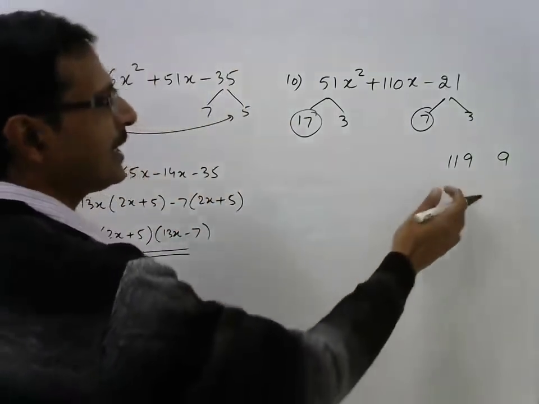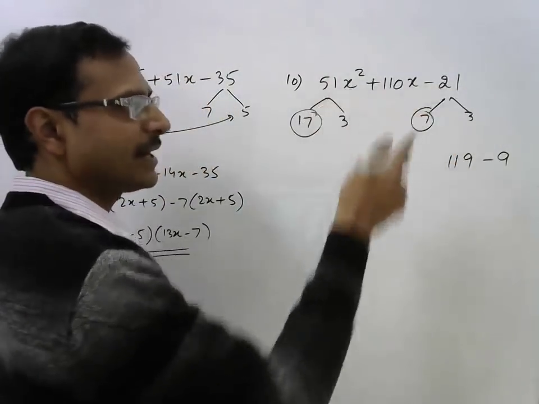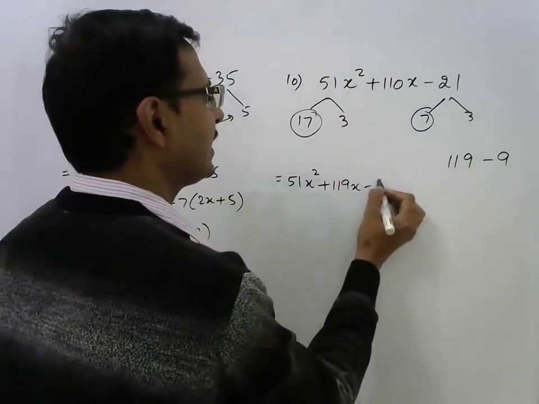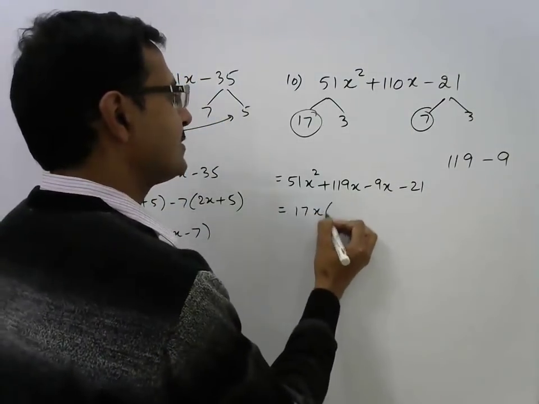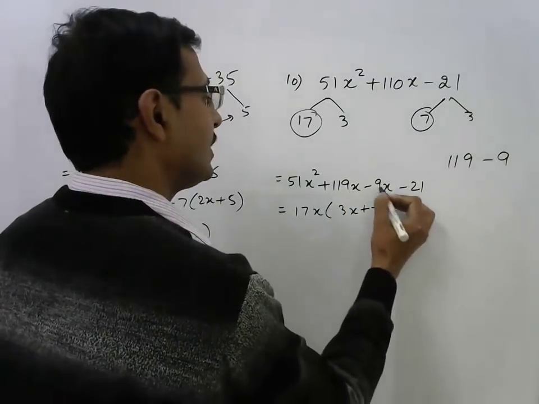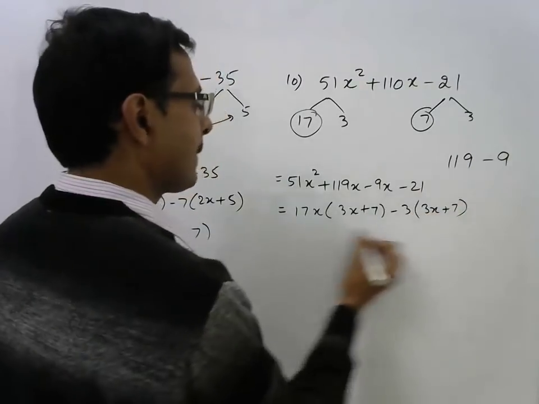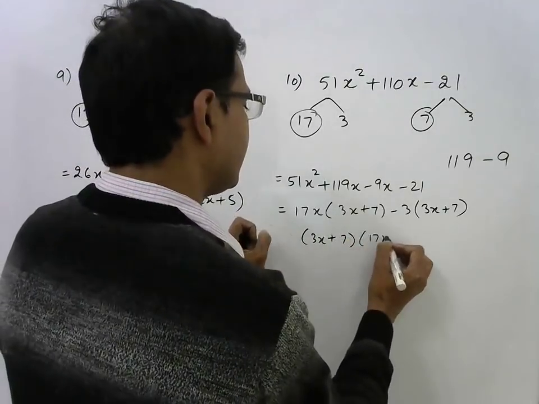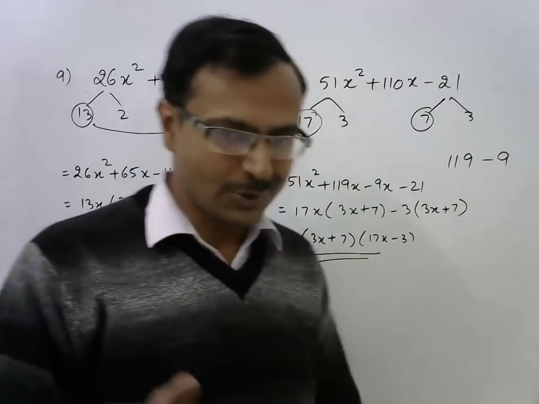So let's see, 119 and 9. This is positive, so larger number is positive and smaller is negative because the product is negative. So we have the factorization 51x squared plus 119x minus 9x minus 21. So this is 17x. So 17x will give us 3x and this is 7. So here we have 3 common. So 3x plus 7 again. So the final answer 3x plus 7 and 17x minus 3. That was the answer I was looking for, this final question of factorization today.